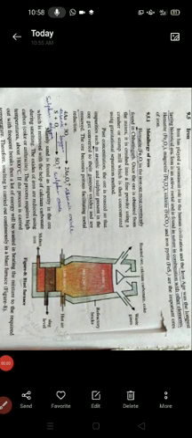Good morning, students. Today we learn how to extract iron from the ores. Now we have studied three types: concentration of ore, then extraction of ore, and the third one is the purification of ore. By using these three methods, we see how to separate iron from the ores.